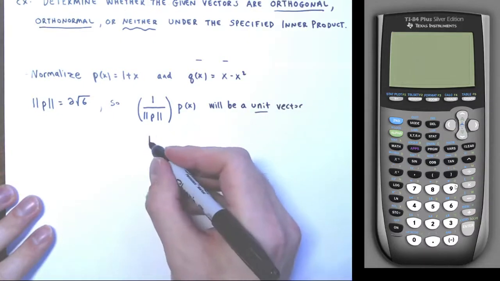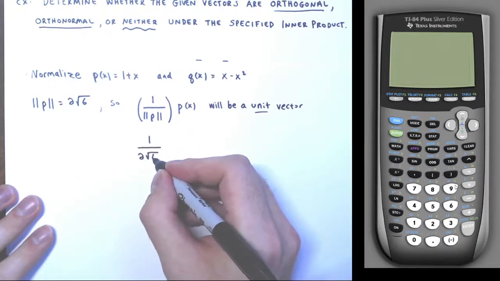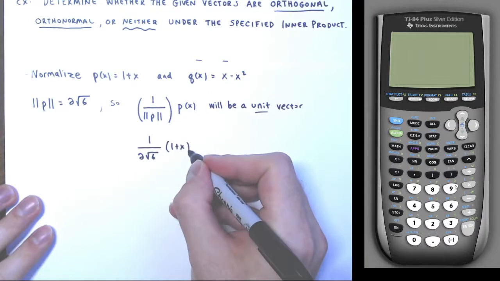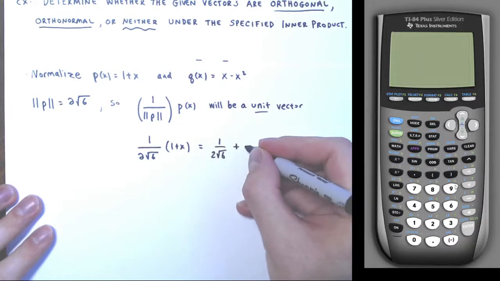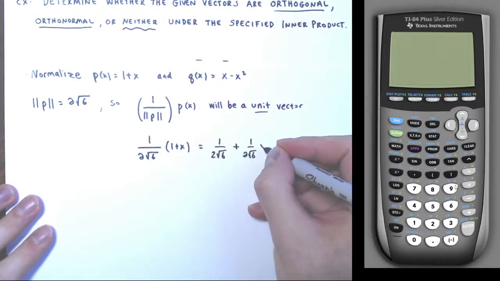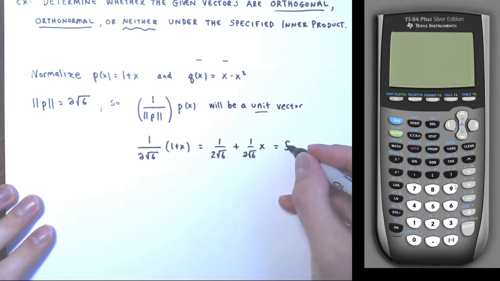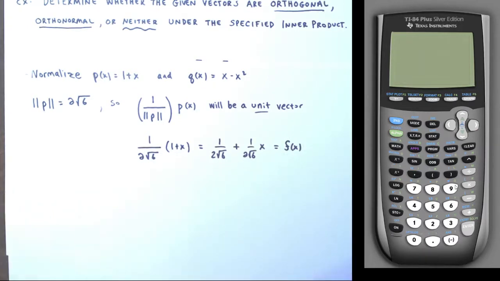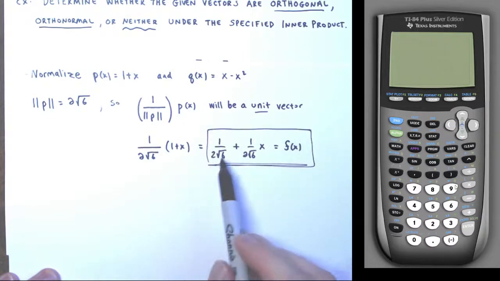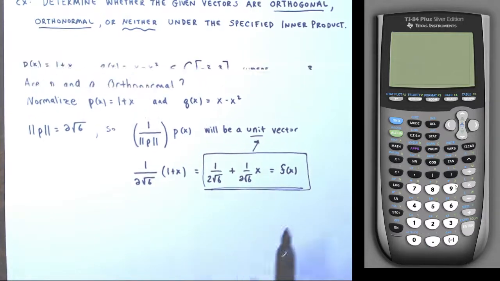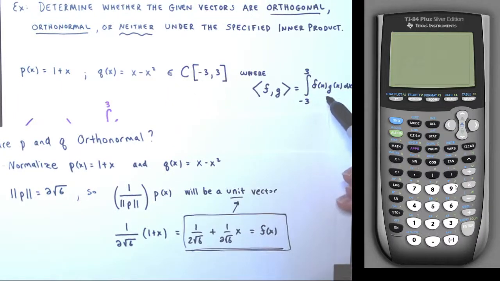Alright, so this is 1 divided by 2 root 6 times 1 plus x. And if you'd like to distribute, that's 1 over 2 root 6 plus 1 over 2 root 6 times x. And let me call this f, right? I haven't used f and g yet. That was p and q. I don't want to call it p prime because you might confuse that with derivative. This is not the derivative of p. So here's a polynomial that would be a unit vector under this inner product, this integral inner product.